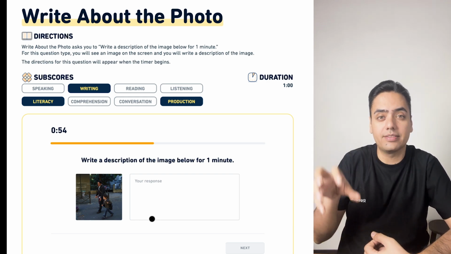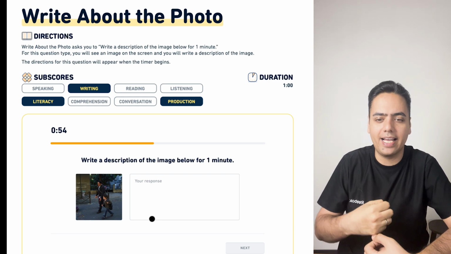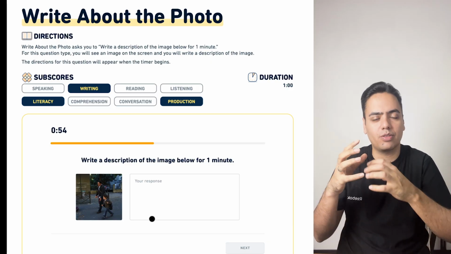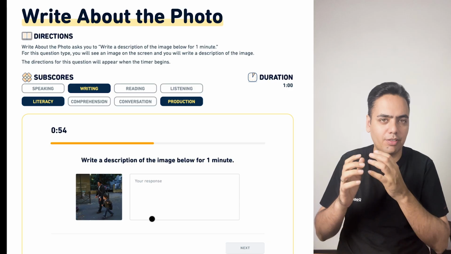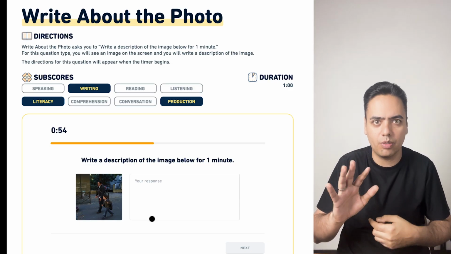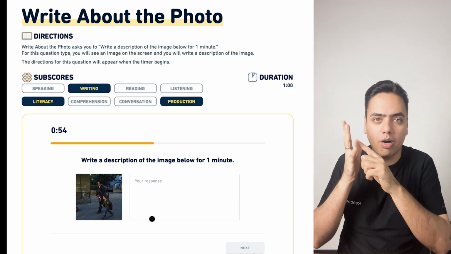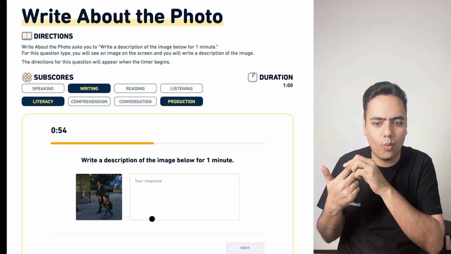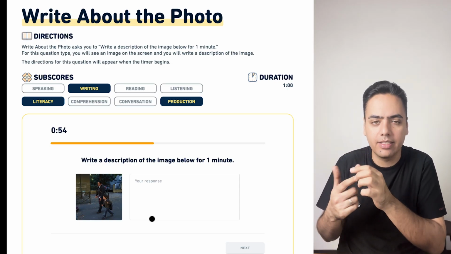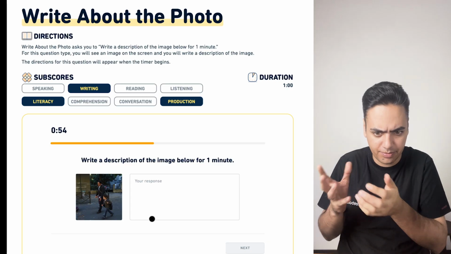One of the most exciting parts of the Duolingo test is where they give you a picture and then you have to write a description about that picture. As always, remember, when we are going to talk about something, introduce something, describe something, we can refer to the rules of 5 W's. So look at the picture. Who are they? What are they doing? When is it? Where are they? And why are they doing this?